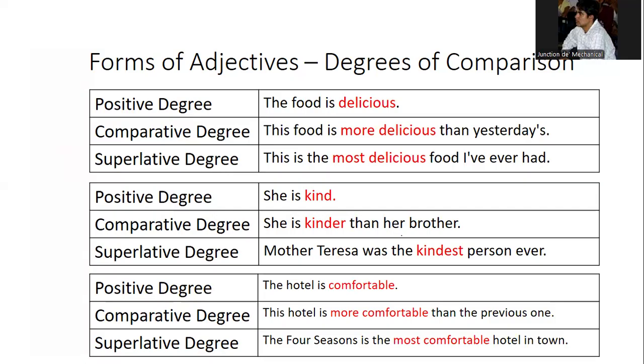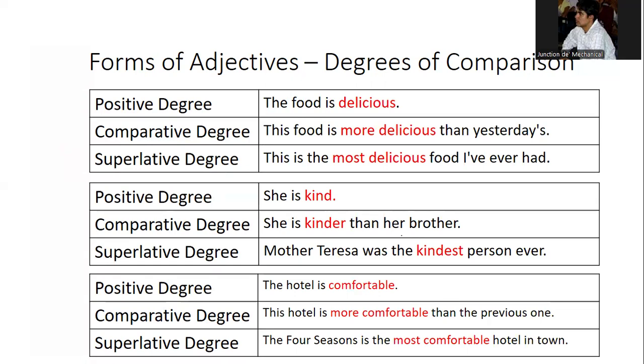Positive degree says she is kind. I'm just describing a lady. The next one says that she is kinder than her brother. I'm comparing her with her brother. So she is kinder than her brother. Mother Teresa was the kindest person ever. So kind, kinder, kindest.